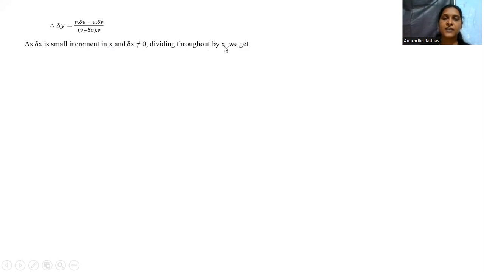Here there is a printing mistake, only x is written, say it as delta x. Therefore, the above equation becomes delta y upon delta x is equal to v into delta u minus u into delta v divided by delta x into v plus delta v into v.